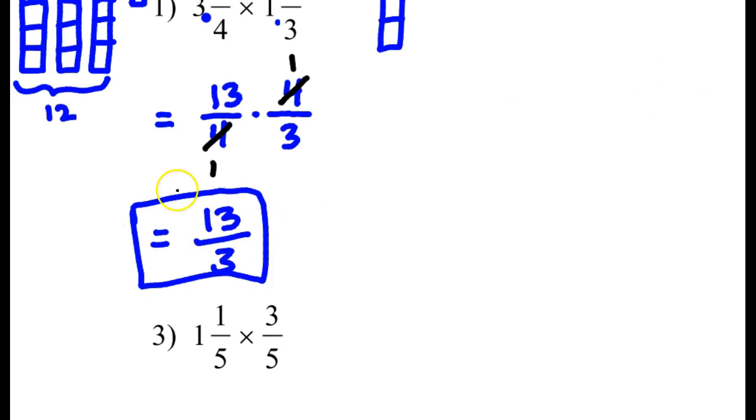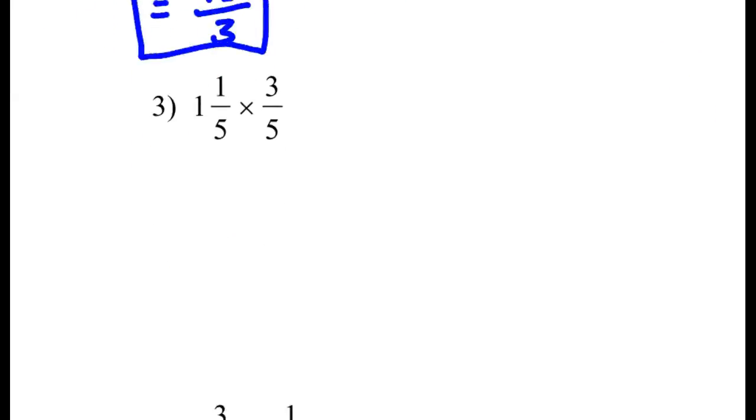So if this was a word problem about money, you wouldn't say, oh, I owe $13 over $3. You would say, I owe $4.33 and convert it. But without that, we can just leave it as an improper fraction. Okay, so let's try it one more time. The nice thing here is it's already improper, so we don't have to do anything to that. We just have to convert the first one.